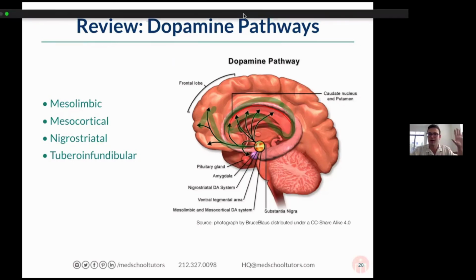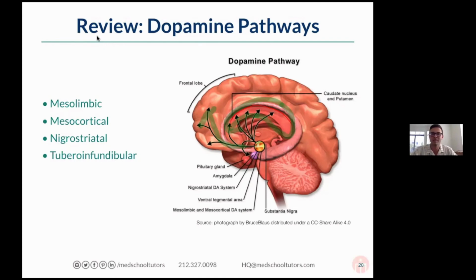So just to highlight those words, they're kind of nice. They tell you where it's coming from and where it's going, right? Limbic, cortical, nigrostriatal, infundibulum tells you it has to do with the pituitary. Okay. Let me clear all my drawings and move on.